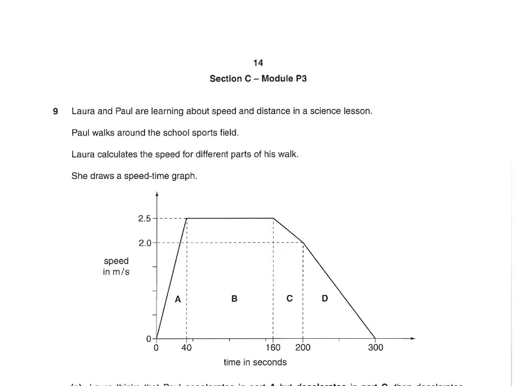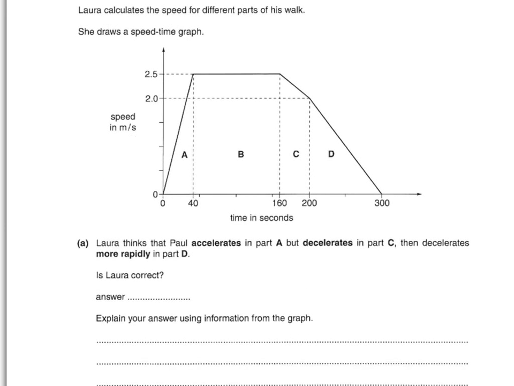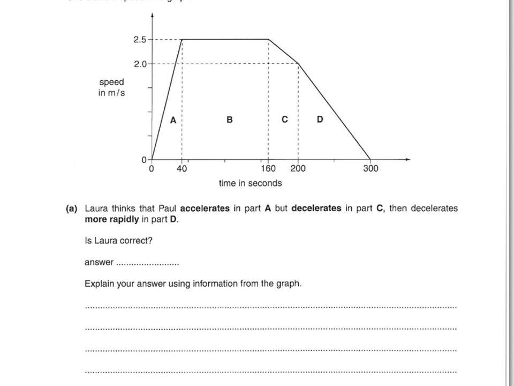Now finally we're on to the physics section. It says Laura and Paul are learning about speed and distance in a science lesson. Paul walks around the school sports field. Laura calculates the speed for different parts of his walk. She draws a speed time graph. So there's a speed time graph. It says Laura thinks that Paul accelerates in part A but decelerates in part C. Then decelerates more rapidly in part D.